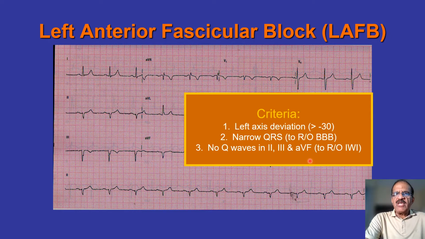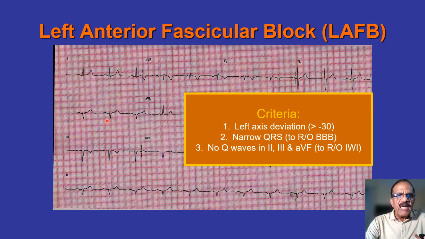Why is this criteria needed? Because 2, 3, AVF all record predominantly downward deflection, and these downward deflections could be confused with QS complexes or Q waves, which is a sign of inferior wall infarction. So we have to rule out that morphology, the inferior wall infarction also, by showing that there is an initial R wave, no Q wave. And if you focus on this, I might be able to magnify it and show you in greater detail.